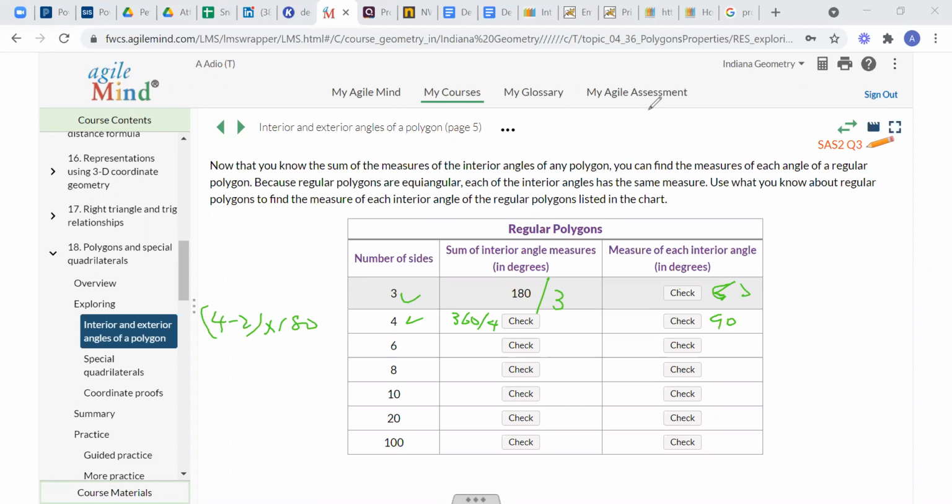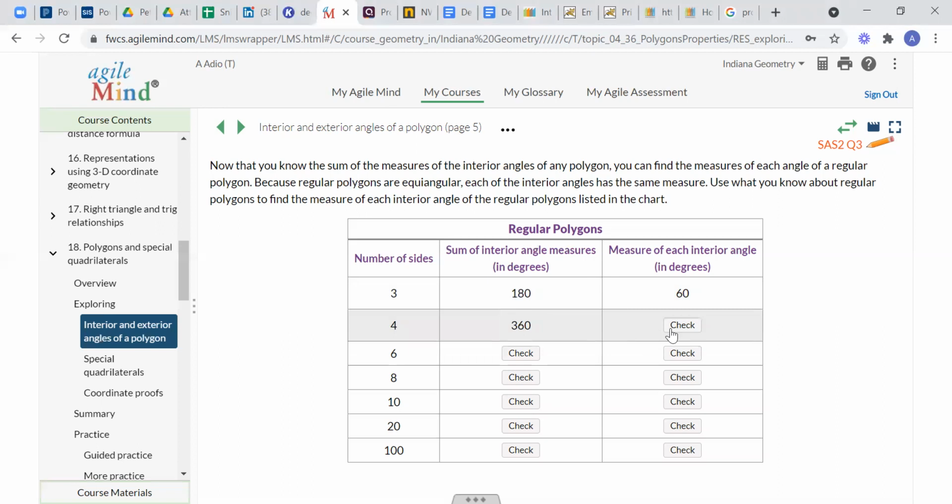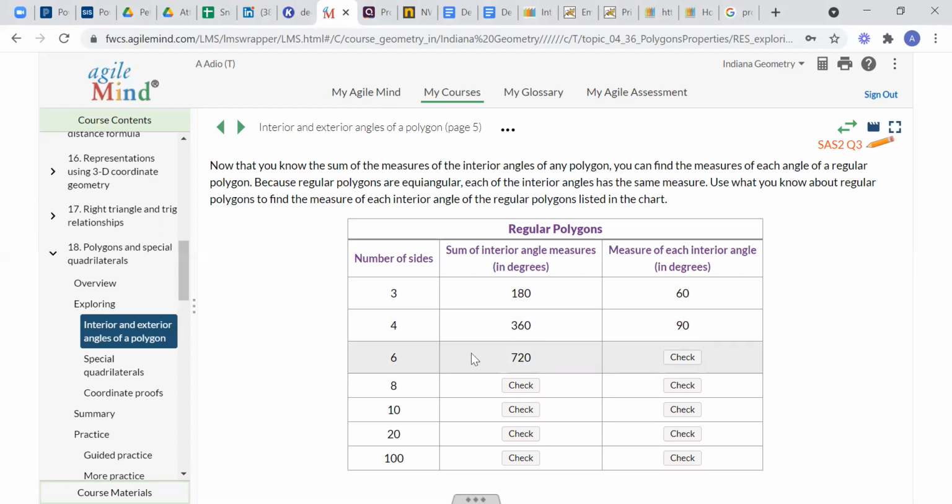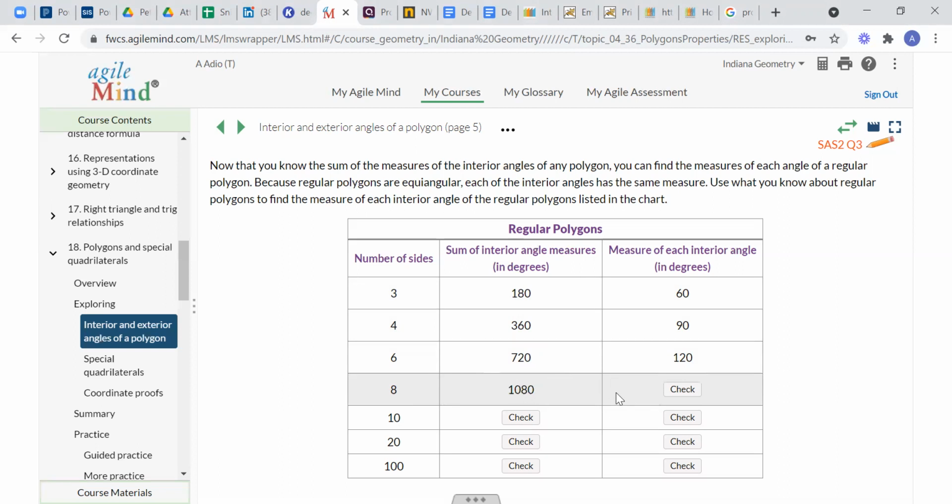So here, if we try to open all these hidden things, this is going to be 60. 4 minus 2, 2 times 180, 360, 360 divided by 4, 90. If it's six-sided, 6 minus 2, 4, 4 times 180, 720, 720 divided by 6, 120. So it goes on like that. 8-sided is going to be 8 minus 2, 6, 6 times 180, 1080. 1080 divided by 8, 135.